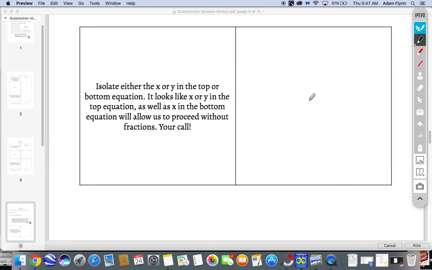So our first step, we need to isolate either the x or y in the top or bottom equation. Okay, and it looks like x or y in the top equation as well as x in the bottom equation will allow us to proceed without fractions. Okay, so how about we do the top? Okay, and if I rewrite the top equation, it's going to be x minus y equals -3.